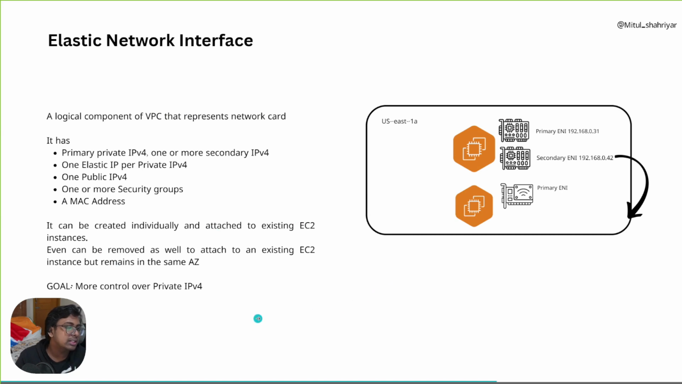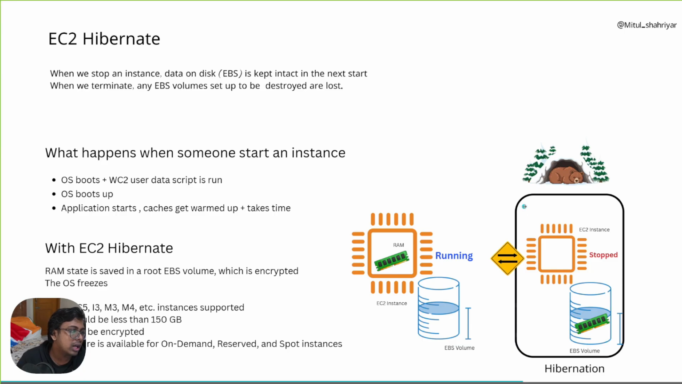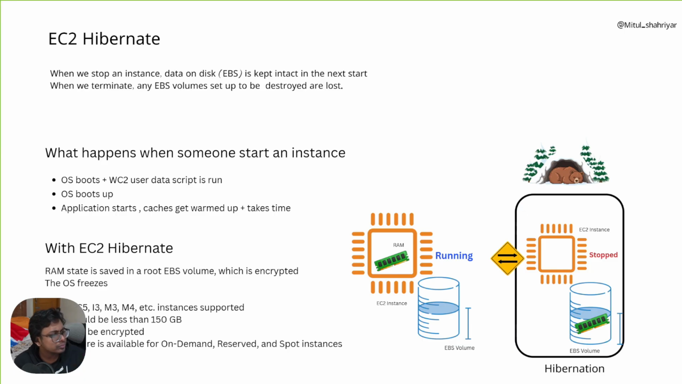So we have just covered the elastic network interface and then this concept of Hibernate. Great. What is Hibernate? EC2 Hibernate. So EC2 Hibernate is basically a concept that, before knowing that, you should keep it in mind that whenever we stop an EC2 instance, you have seen the change of public IP, but have you seen the change of the data? We haven't yet worked with the data, right?